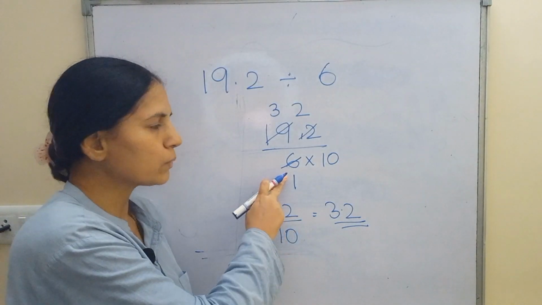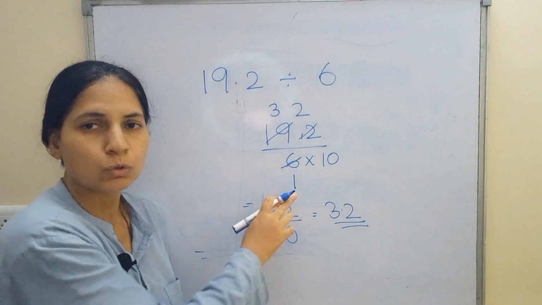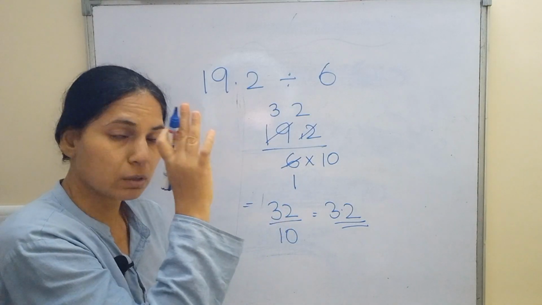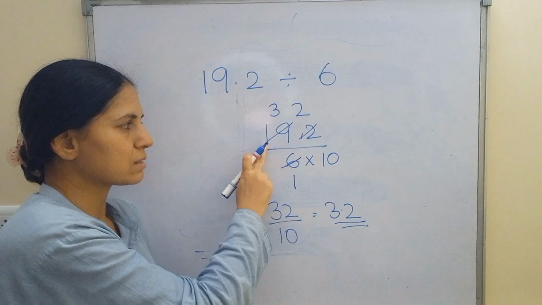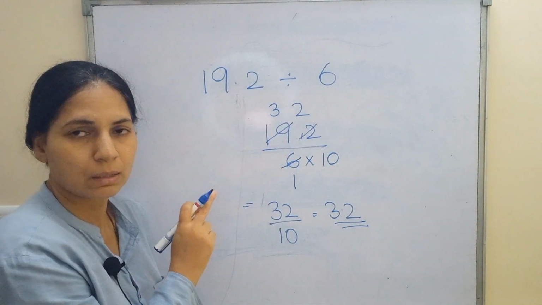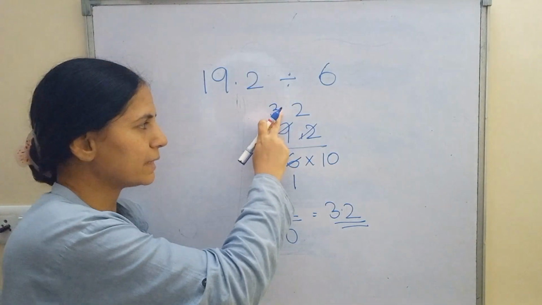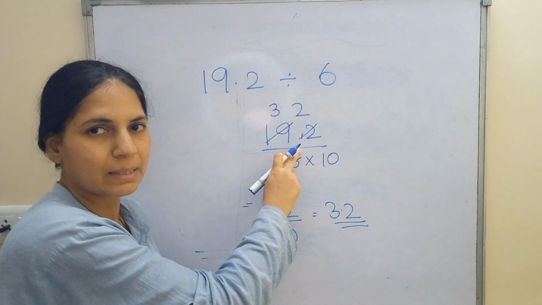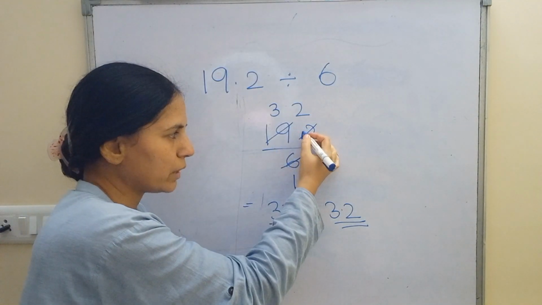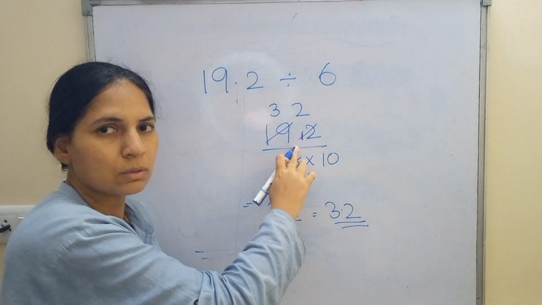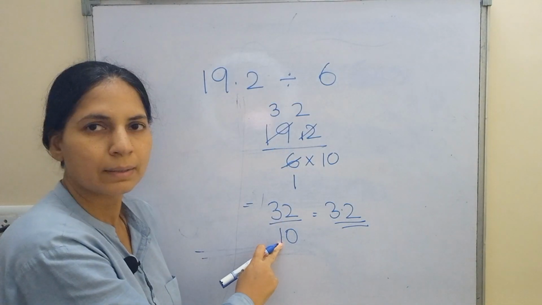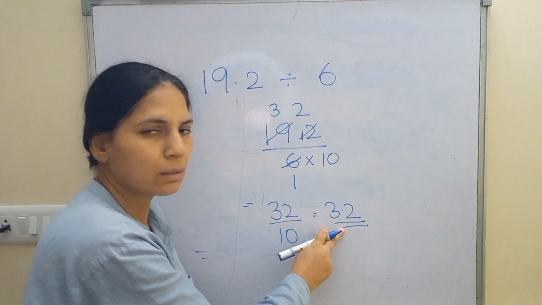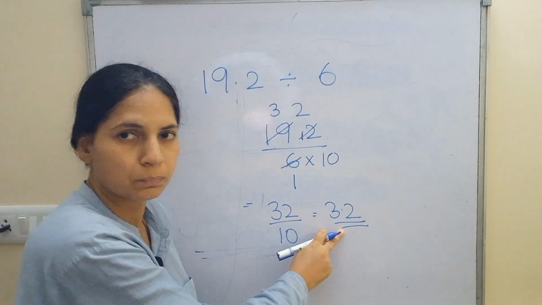Now you can divide 192 by 6. You don't have to remember the table of 6 up to 192. Only try to reduce it. 6 1s are 6. Nearest number to 19 is 18. 6 3s are 18. 19 minus 18 is 1. I'll put a tiny 1 here. This becomes 12. So 6 2s are 12. So my answer is 32 upon 10, which is nothing but 3.2.